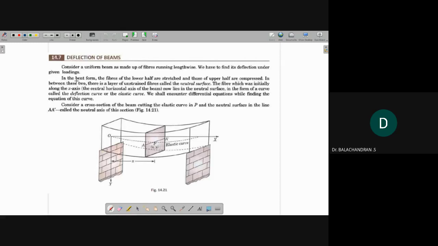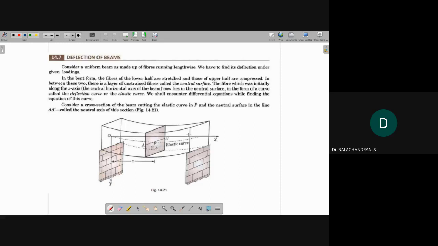Okay. In the bent form, the fibers of the lower half, okay, lower half are stretched and those of upper half are compressed. In between these two, there is a layer of unstrained fibers called the neutral surface. So in between these two, like here, okay, so that is called the neutral surface. The fiber which was initially along the x-axis. So this is the y-axis and this is the x-axis.